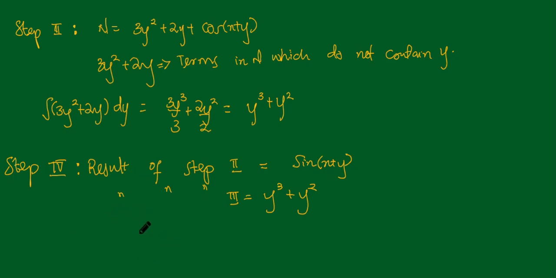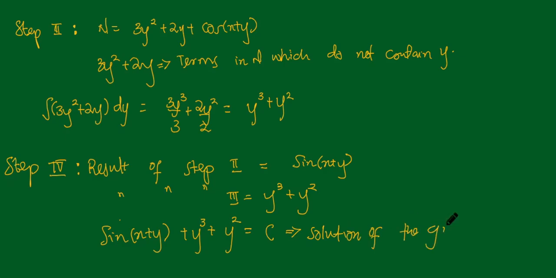Hence, the solution to the differential equation can now be written as sine x plus y cubed plus y squared equal to a constant c. So this gives the solution of the differential equation. So this is the solution of the given exact differential equation.